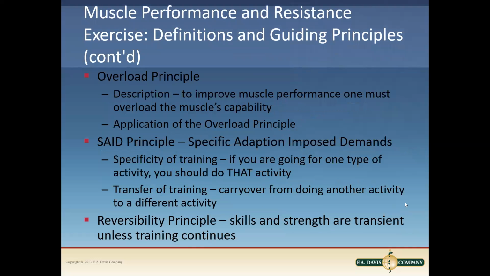So we talked about the overload principle, right? To improve muscle performance, you must overload the muscle's capability. So let's say you've got a patient, you're working bench press with the patient, and their max bench press, they can do 100 pounds 5 times. If we wanted to apply the overload principle, how could we overload those muscles? What could we do?